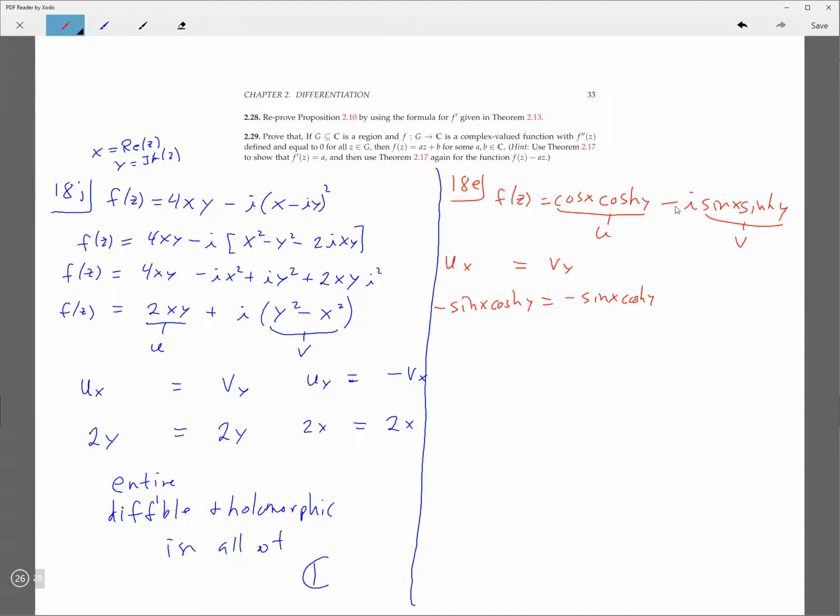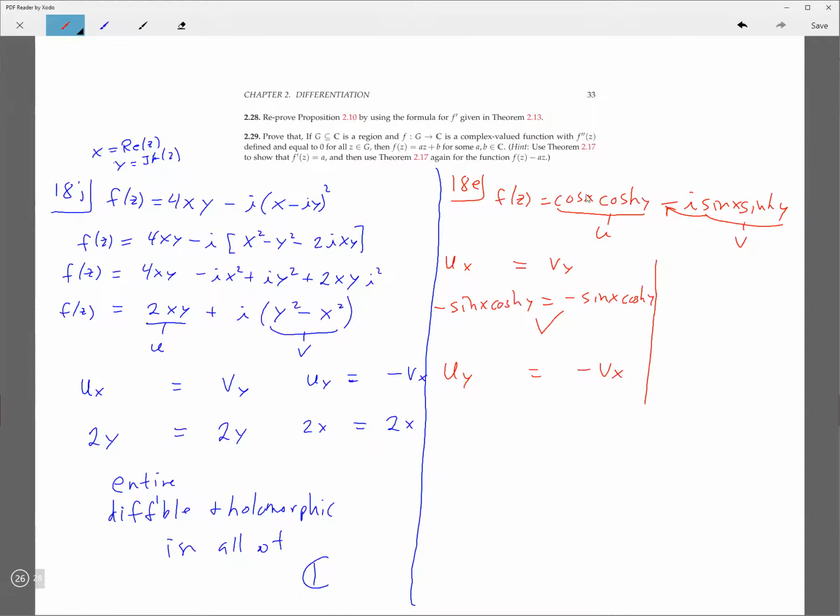Because this minus is also part of the v, by the way. The v is actually negative sine x sinh y. Okay, now that's the first one, and those are exactly the same. That's true always. Now we look at the next one, which is uy equals negative vx.